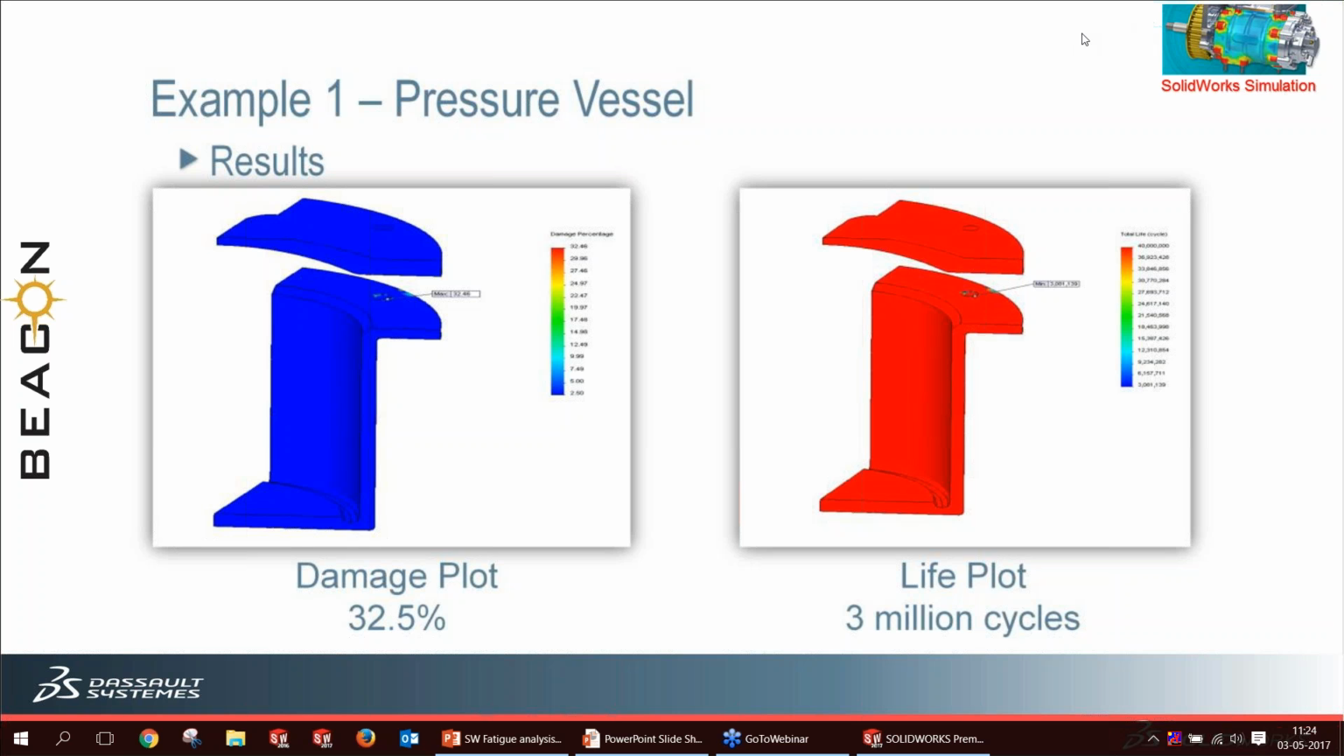And suppose you are going to give a warranty or guarantee. In that case, you can use this life plot. Suppose up to 3 million cycles it's not going to fail. In that case you can easily say that it will last for 1 million cycles. So we'll be on the safer side, and even then he can continue using it.